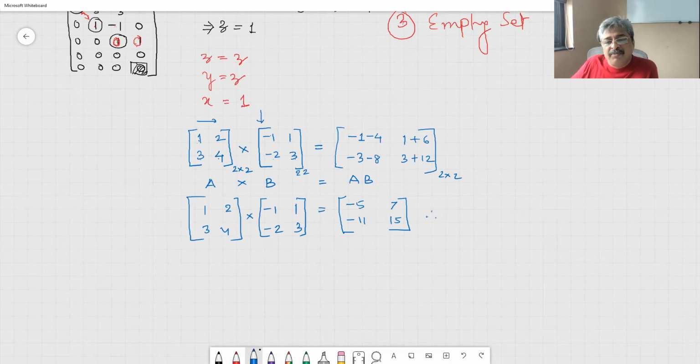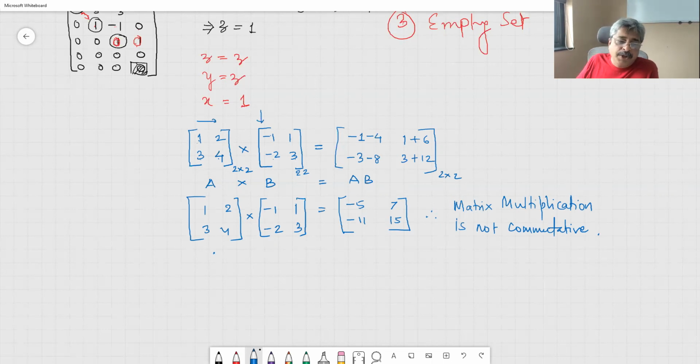And therefore, maybe we will go through it again, but therefore, matrix multiplication is not commutative. Because B into A is going to be a different matrix. Maybe let us do it. You do it. B into A is equal to BA. Show that AB is not equal to BA. So just do it once.